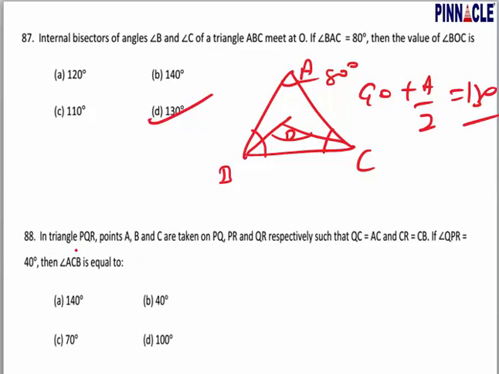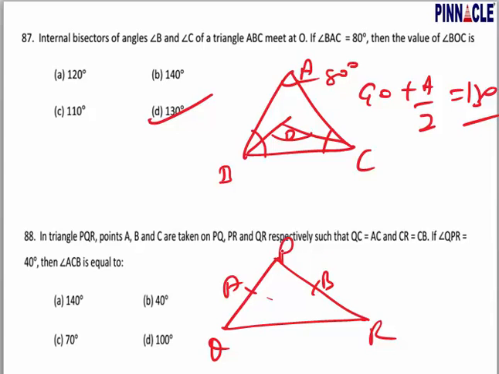The answer is D. In triangle PQR, points A, B and C are taken on PQ, PR and QR respectively, such that QC and AC are equal, and CR and CB are equal. You can connect these. Angle QPR is 40 degrees, and we have to find angle ACB.